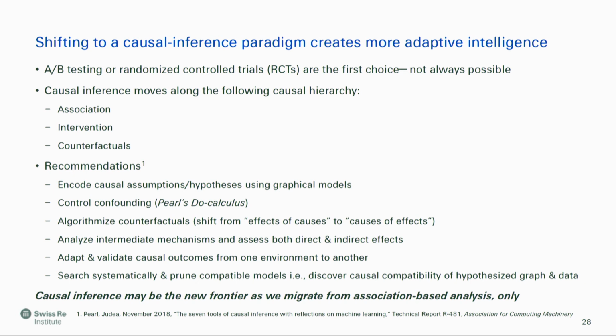And then the final point that I want to make is that we need to be shifting to a causal inference paradigm to create more adaptive intelligence. And I believe this is really the new frontier for figuring out how to take these types of algorithms and putting them into enterprises to make them much more successful.